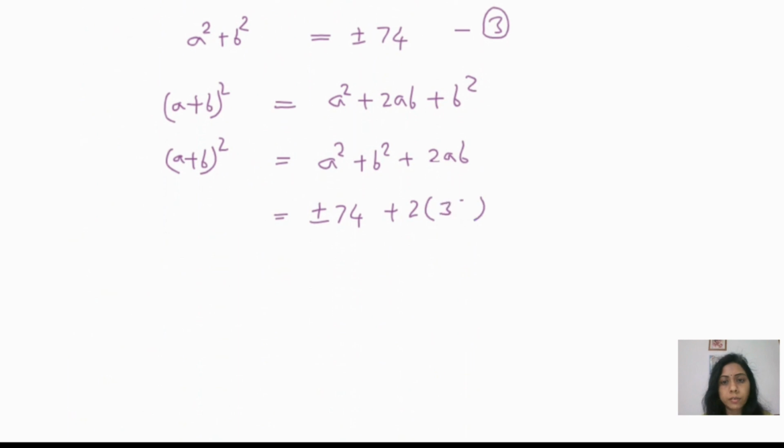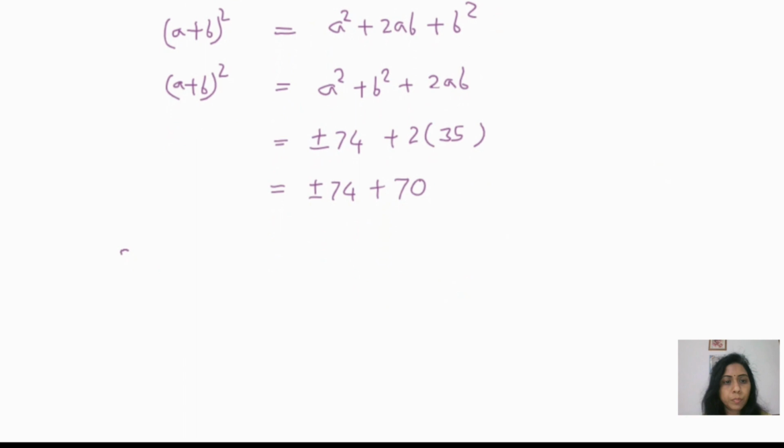So here we can write plus minus 74 plus 70, and this is the (a plus b) square value, right? So we can take first the positive and then the negative: positive 74 plus 70, or (a plus b) square equals negative value, so minus 74 plus 70. Here positive, here negative.